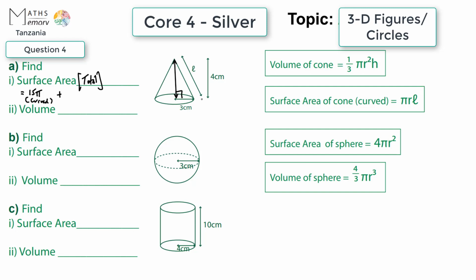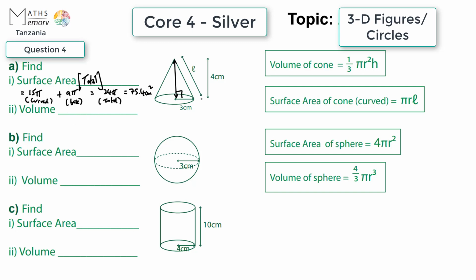And we simply add the base. Pi r squared, r is 3, 3 squared is 9, plus 9 pi. That's your base. Alright, curve plus base equals your total. So the total would be 24 pi on a non-calculator as a multiple of pi. If you wanted this on the calculator, it'd be 75.4 centimeters squared.